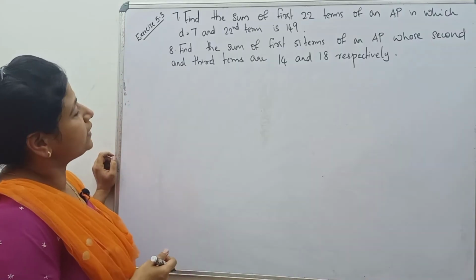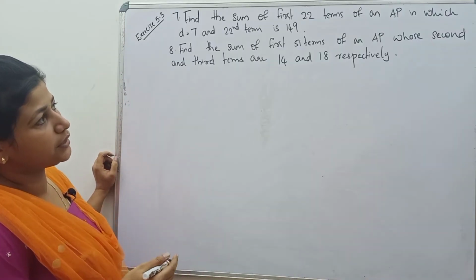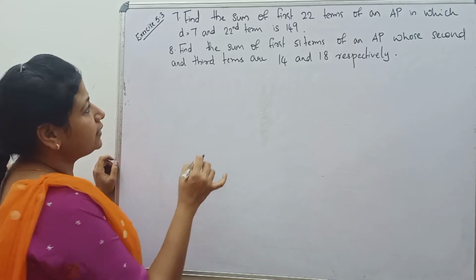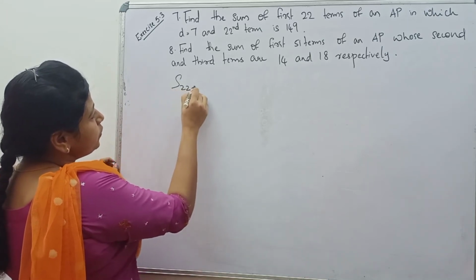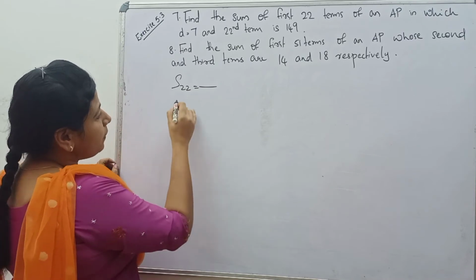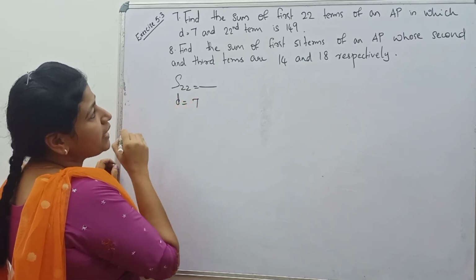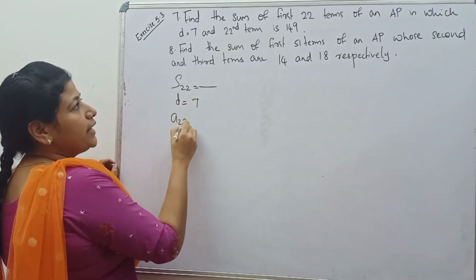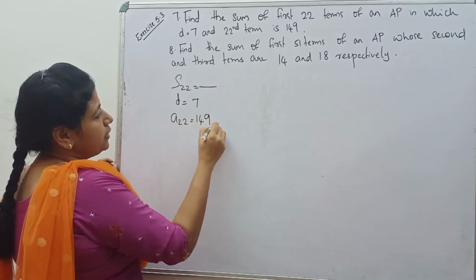Okay. Now 7th question. Find the sum of the first 22 terms of an AP. S22 we have to find out. In which common difference d equal to 7 and the 22nd term. So A22 equal to 149.